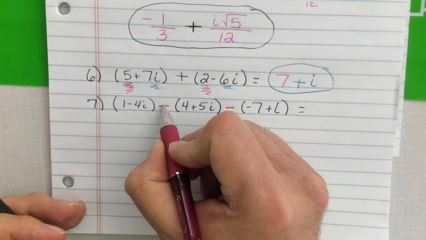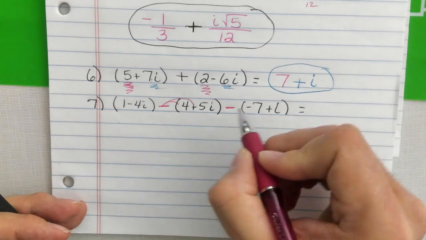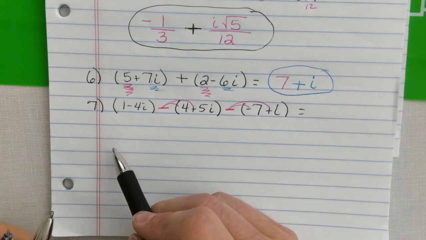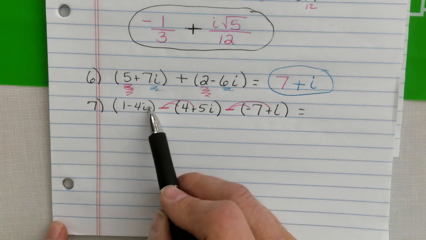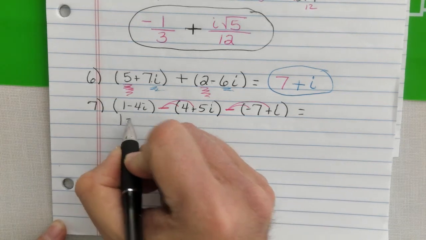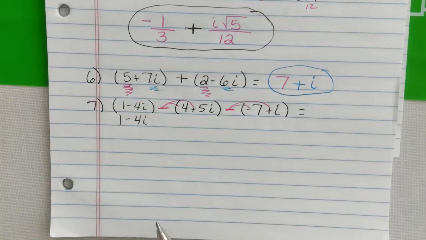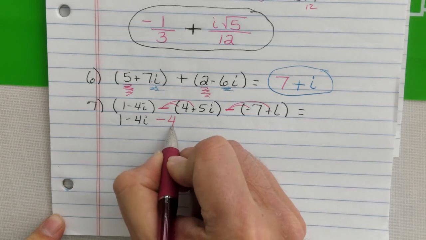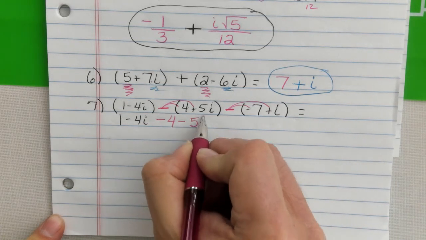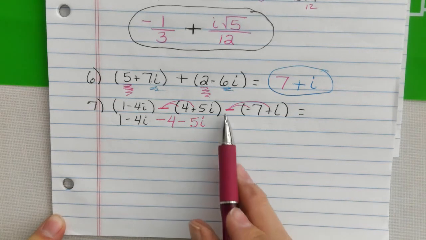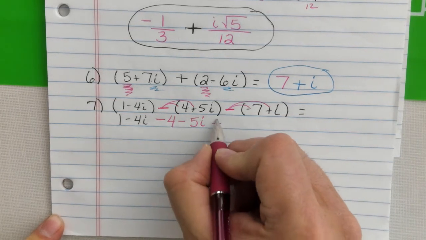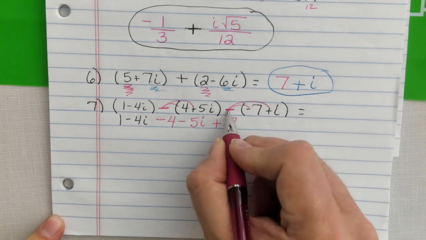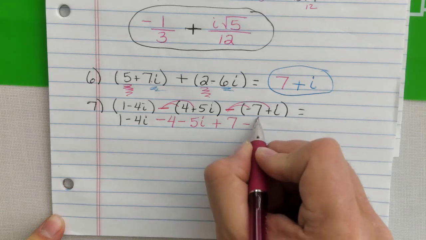So what I'm going to have to do is distribute this minus through each set of parentheses there. The first set of parentheses, I don't need it at all. So I'm just going to drop that first set of parentheses and just write 1 minus 4i. Now distributing that pink minus, I'd have a minus 4 and a minus 5i. And then over here, distributing this minus, that would make it a plus 7 and a minus i.